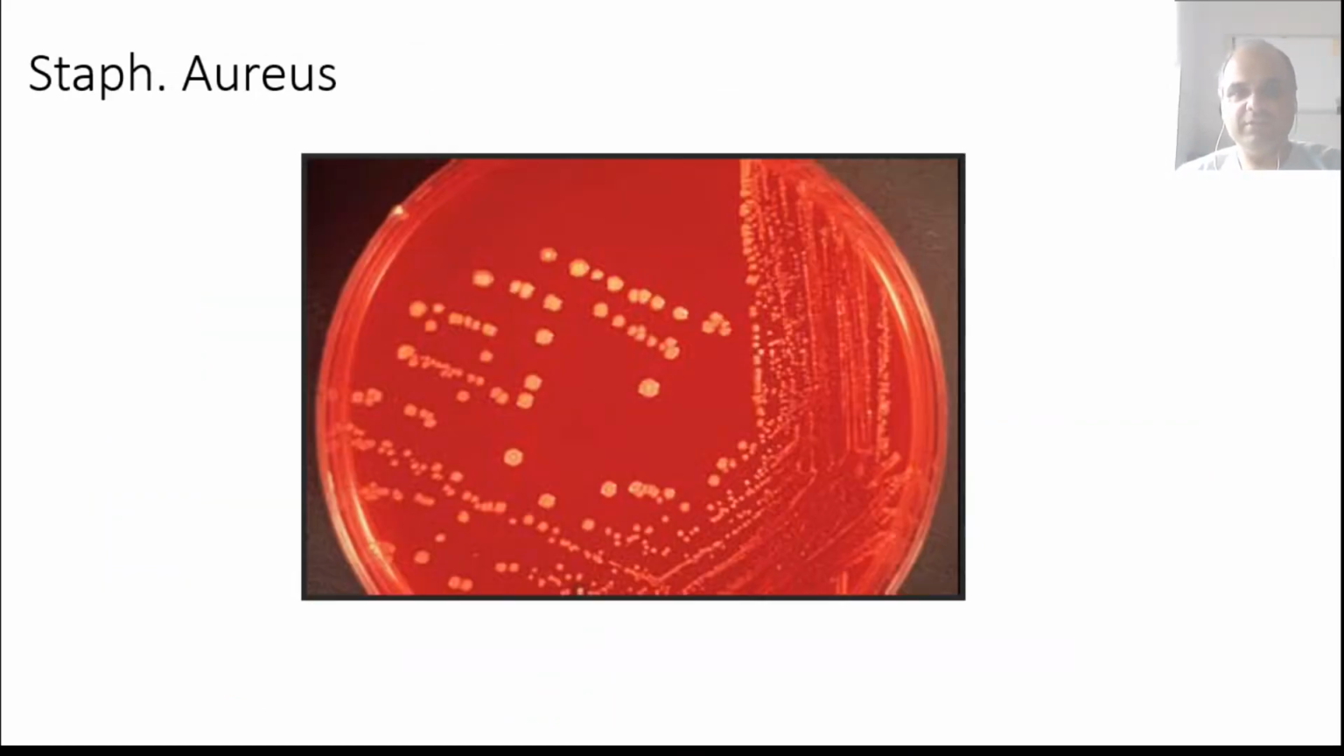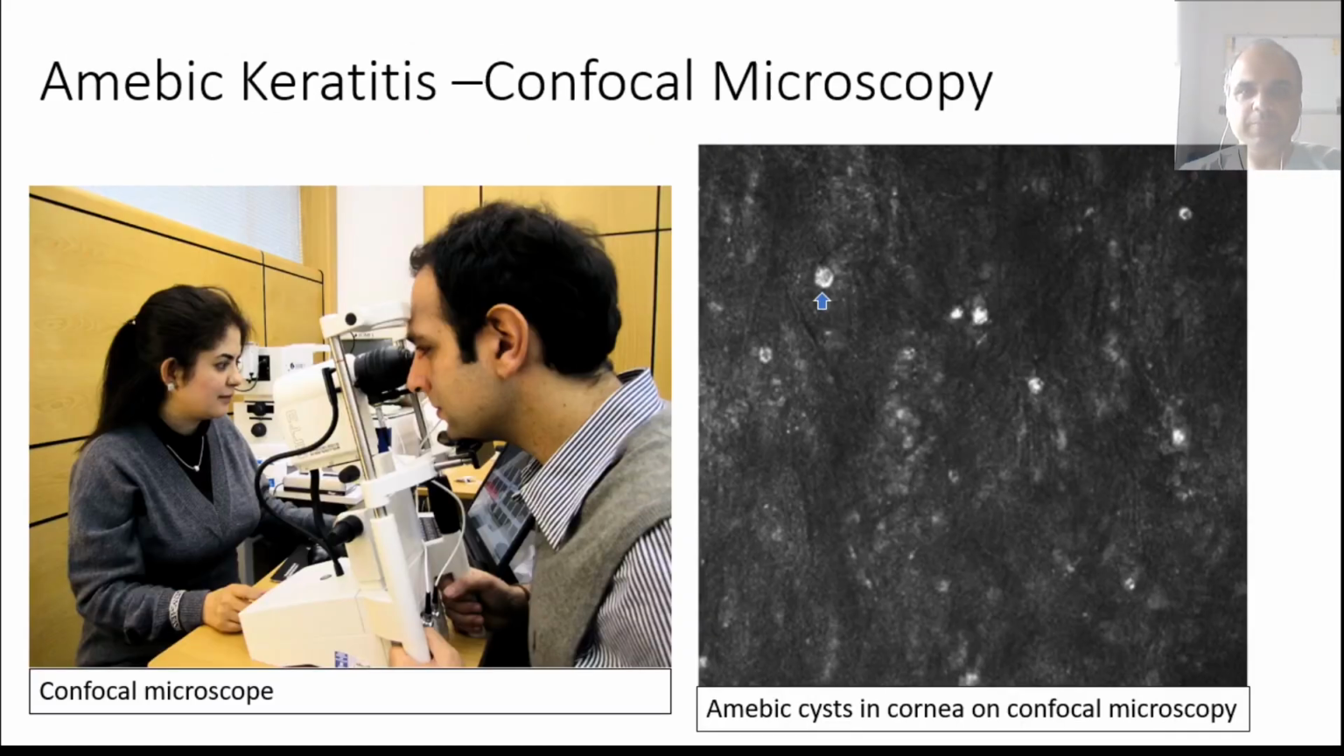This is Staph aureus. These are fungal hyphae. And this is confocal microscopy. So this is the confocal microscope, and you see amoebic cysts like these. These are really hyperreflective lesions that you see. And it's actually the amoebic cysts that are more difficult to get rid of. The trophozoites are responsive to most of the anti-amoebic treatment. It's these cysts, the inactive forms, that need to be completely eradicated in order to rid the patient of amoebic keratitis.